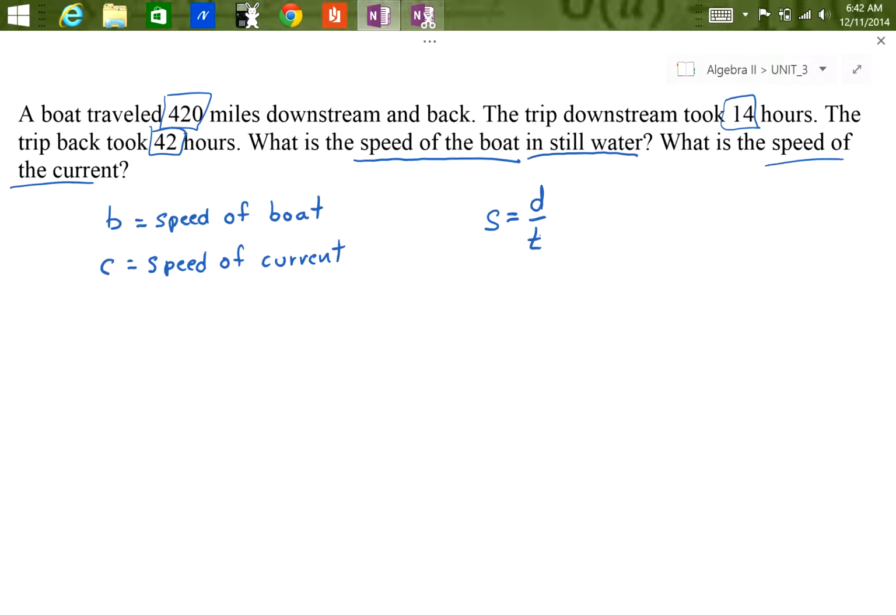So we want to set up this governing equation, or two of these governing equations, given the information given. So let's first focus on downstream. If we want to set something up for speed equals distance over time, first off, what is our speed if we're going downstream? Well, as I said earlier, downstream, you would have the speed of your boat in still water plus the speed of the current added together to give you your total speed down the stream. So B plus C would give you speed equals distance. Well, what's the distance traveled? They traveled 420 miles downstream, divided by time. What was the total time it took them to travel that 420 miles downstream? Well, it was the 14 hours. 14 hours from right here. So we've set up an equation of speed equals distance over time for downstream.